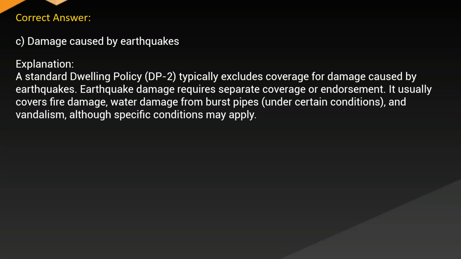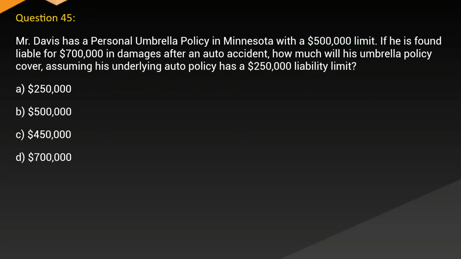Question 45. Mr. Davis has a personal umbrella policy in Minnesota with a $500,000 limit. If he is found liable for $700,000 in damages after an auto accident, how much will his umbrella policy cover, assuming his underlying auto policy has a $250,000 liability limit? A. $250,000. B. $500,000. C. $450,000. D. $700,000.